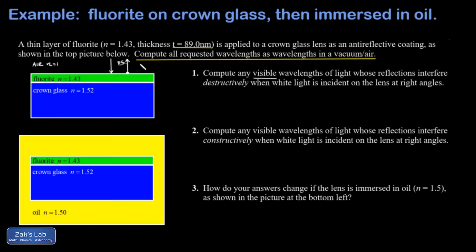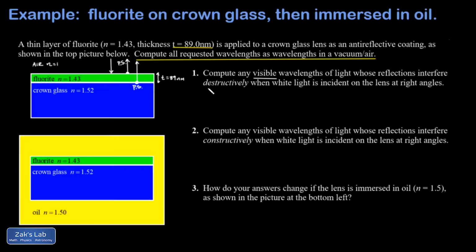The part of the light that penetrates all the way through the fluorite to the crown glass, some of that is going to be reflected off of the crown glass. And because again, the index of refraction is increasing at that interface, the reflected wave is going to be phase shifted by the reflection. Then there's the additional possibility of a phase shift occurring because of the extra travel distance for that wave. The thickness is given to us as 89 nanometers, and the additional travel distance is twice that much because the wave has to go through the fluorite on the way down and on the way back up.